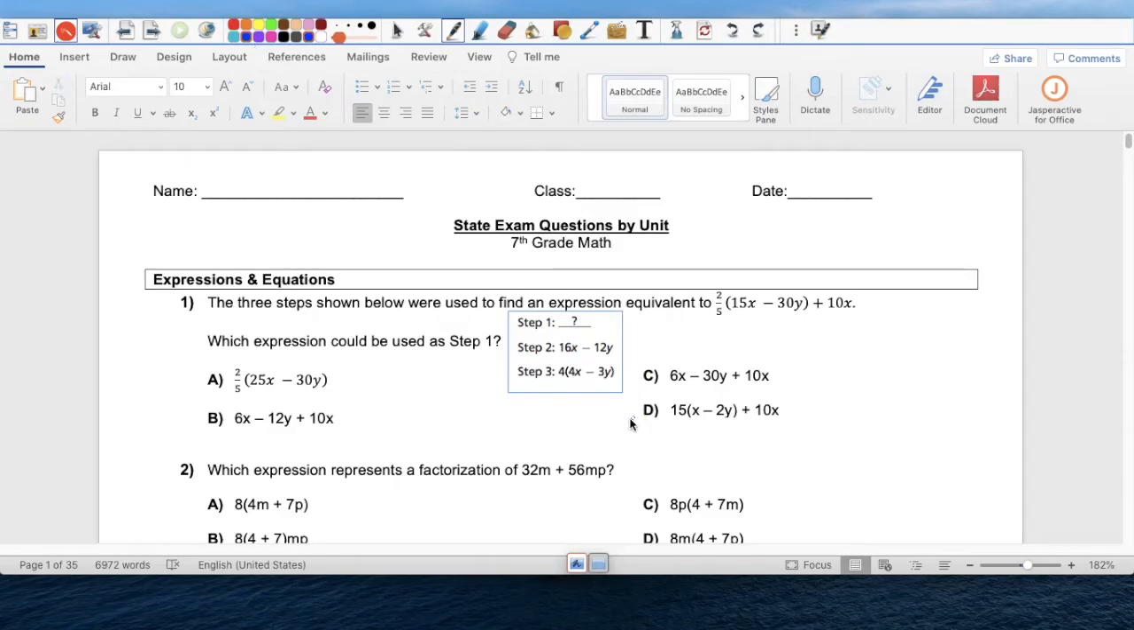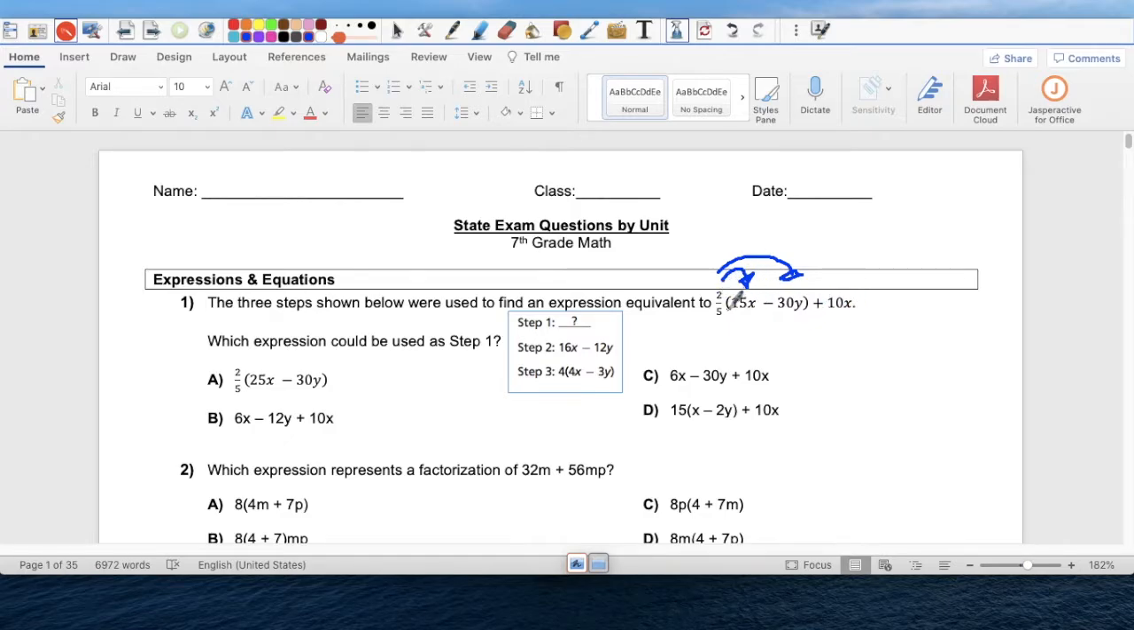13. So one says the 3 steps shown below here were used to find an expression equivalent to 2.5 times 15x minus 30y plus 10x, which would be the first step. Well, so what would you do first if you were given this expression? Well, the first thing you would do is the distributive property, right? So before I can combine like terms, I would do the distributive property.